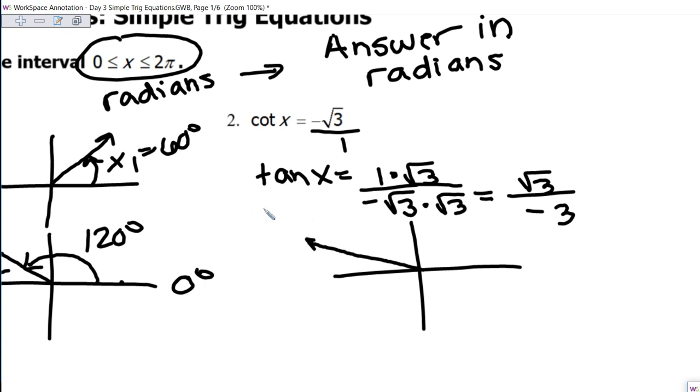So in quadrant 2, the reference angle would be 30 degrees, but we want this entire angle. So this is x1, and this would be 180 minus 30, which would be 150 degrees. And what is 150 degrees in radians? 5 pi over 6.